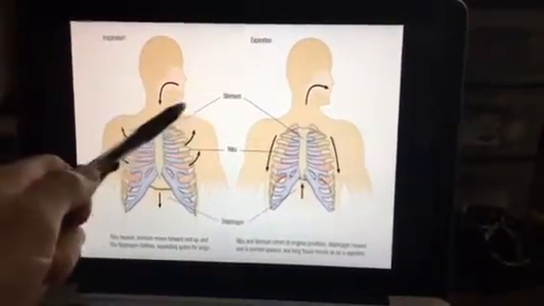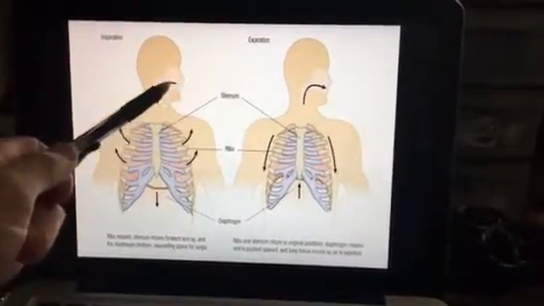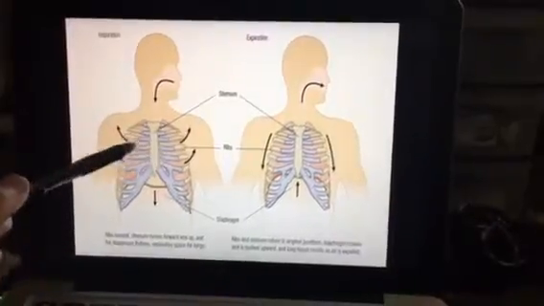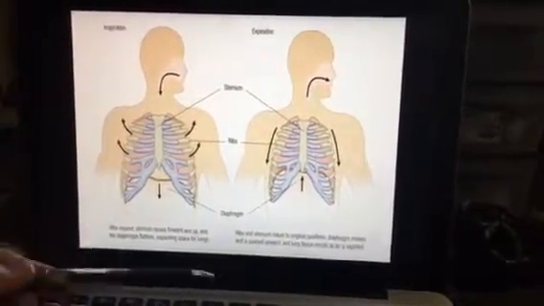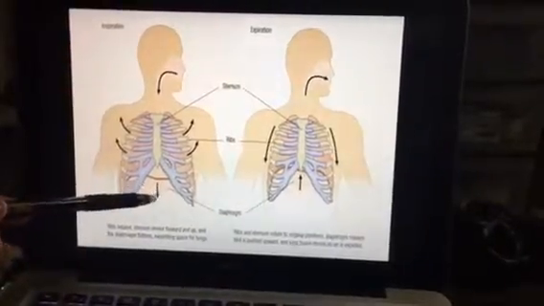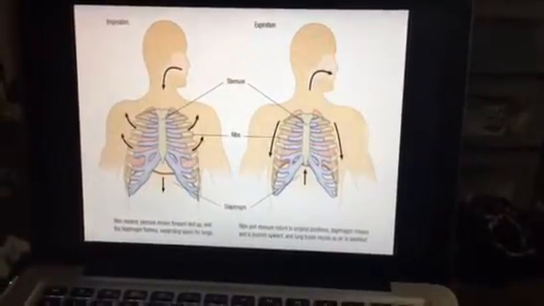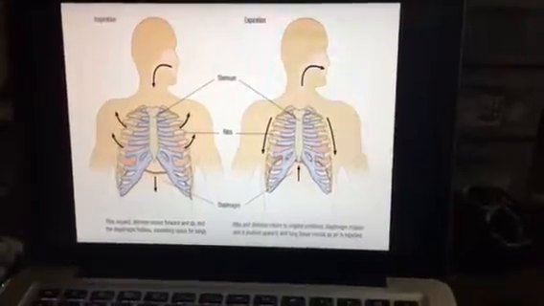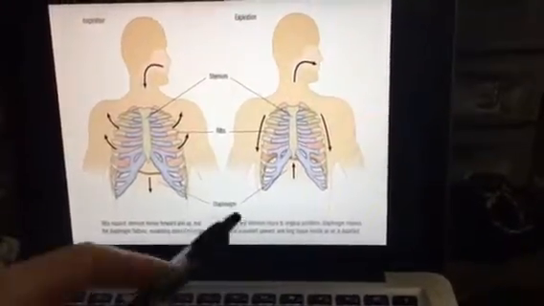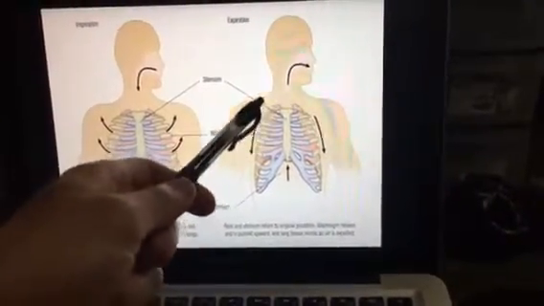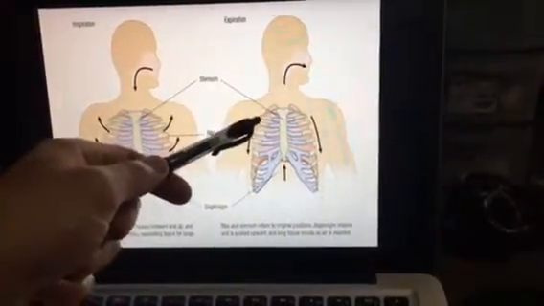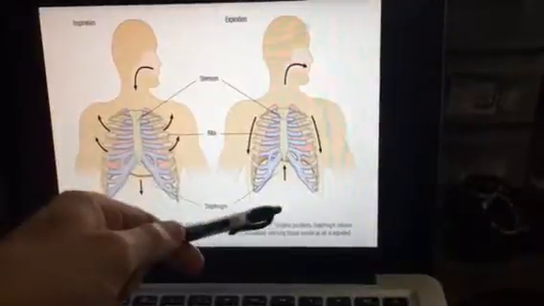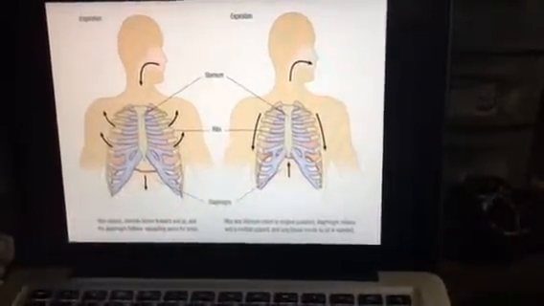You can see here on the left side the inspiration phase as you intake a breath. Your intercostals rise and expand as your sternum moves forward and up, and the diaphragm flattens, expanding space for the lungs. And then here on the other side is expiration. As you expel the breath, your ribs and your sternum return to their original places, and the diaphragm relaxes to its original position.